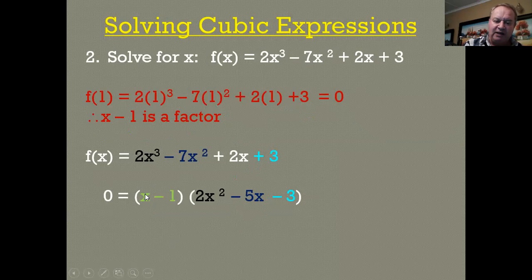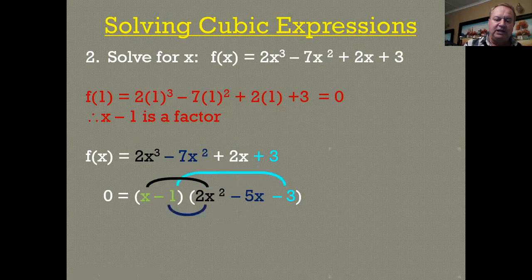So once again, I say first times what gives me 2x cubed. X times 2x squared will give me 2x cubed. First times first gives me first. Now, -1 times what will give me +3? -3. And I need to get the middle term. So I say x times -3 is -3x, but I need +2x. So -3x plus 5x will give me +2x. So -1 times -5x gives me 5x.